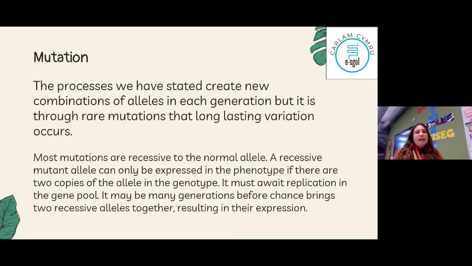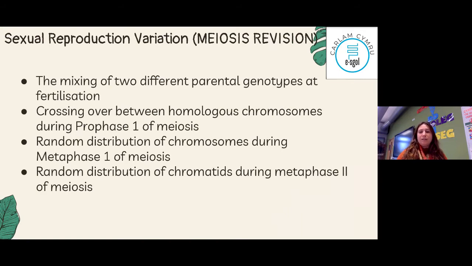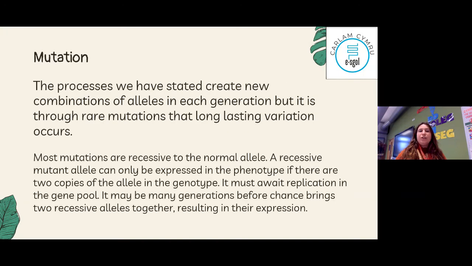So mutation itself. So the processes we have stated already create new combinations of alleles. So these four here create new combinations of alleles in each generation. But it's through rare mutations that long-lasting variation happens.